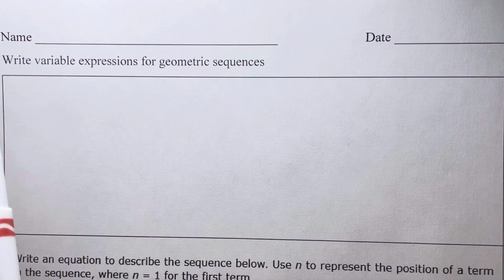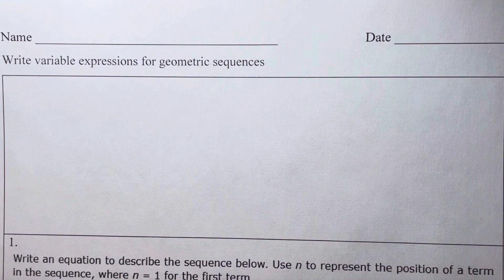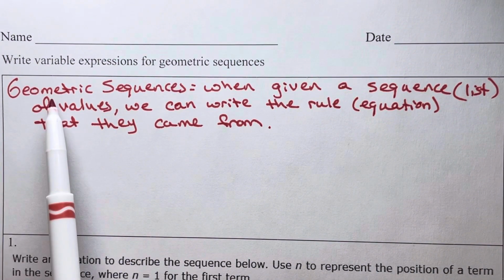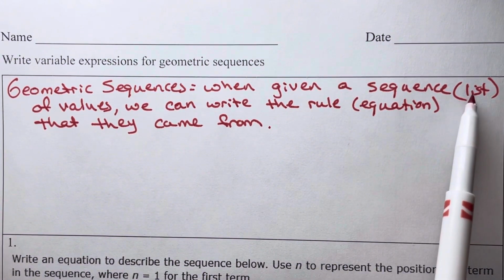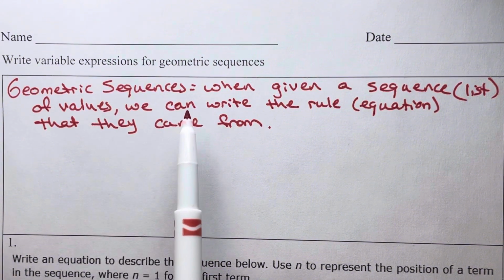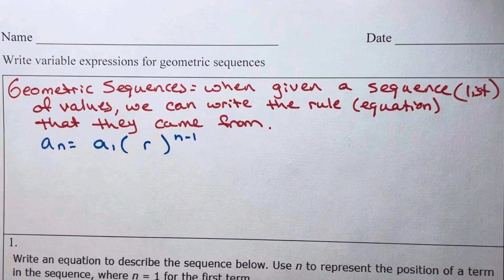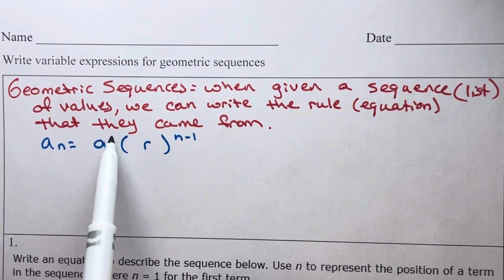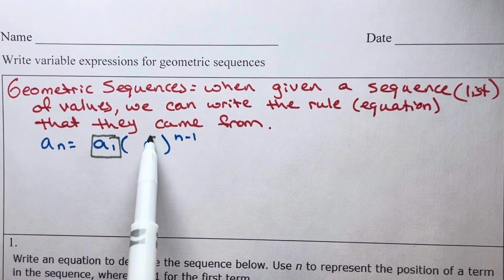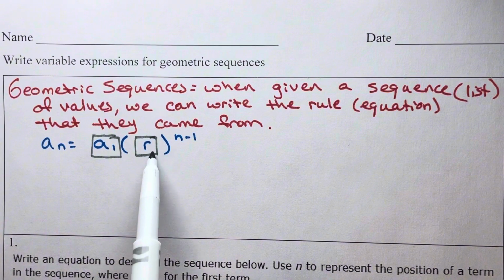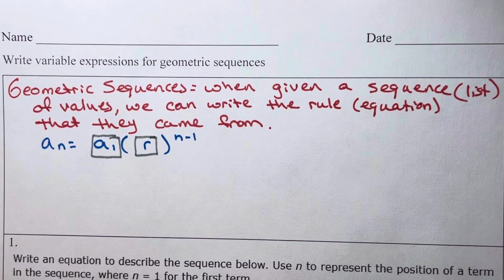In today's math lesson, we're going to write the variable expression for geometric sequences. Having been given a geometric sequence, if we have the sequence of values, we can then write the rule, the equation that they came from. That particular rule is a sub 1, the very first term, times the ratio of the first two terms to the power of n minus 1.